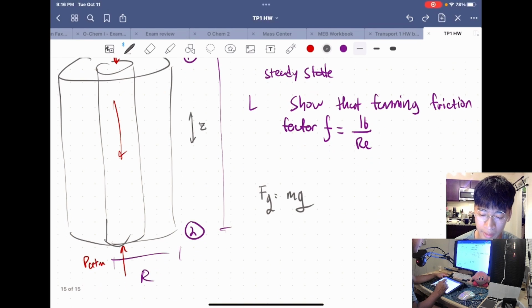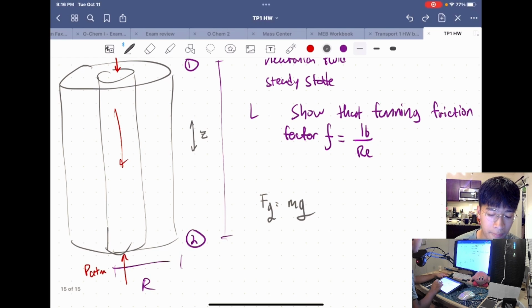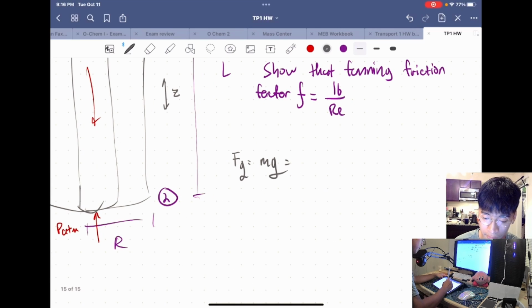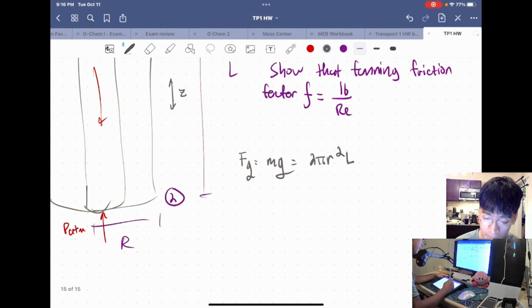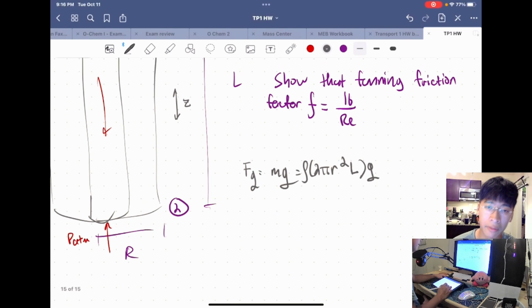We know that we can express mass in terms of density multiplied by the volume of the cylindrical section that we're interested in. So let's go off and do that. So let's do 2 pi r squared multiplied by the length of the pipe, again rho g. Okay, and is this our only force?